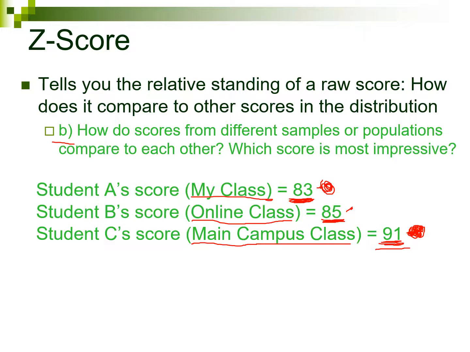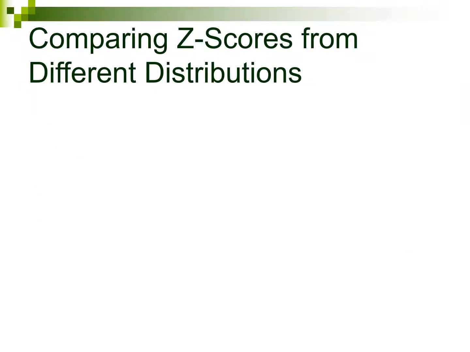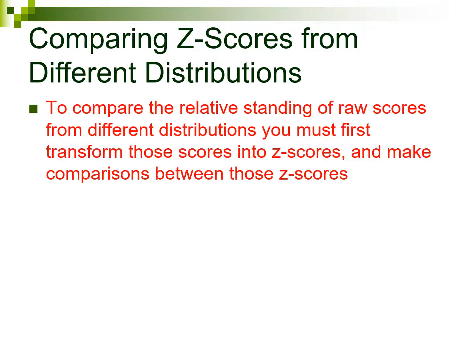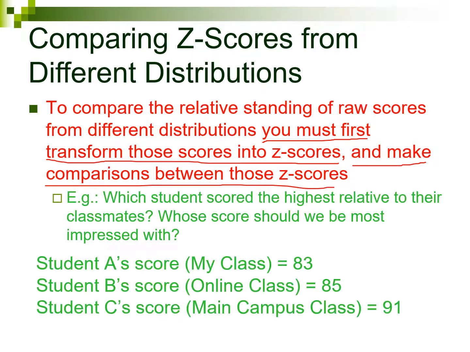So how do we compare raw scores from different distributions? Well, what we need to do is to first transform those raw scores into z-scores. Let's go over this one last time. What we're talking about here is comparing z-scores from different distributions. To compare the relative standing of raw scores from different distributions, you can't just compare the raw scores. Instead, you must first transform those raw scores into z-scores, and then make comparisons between the z-scores.